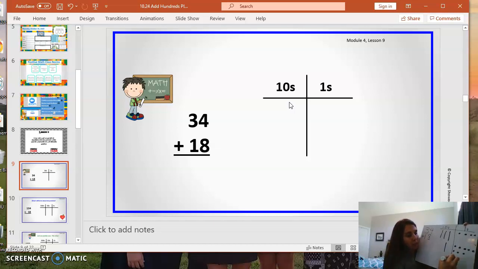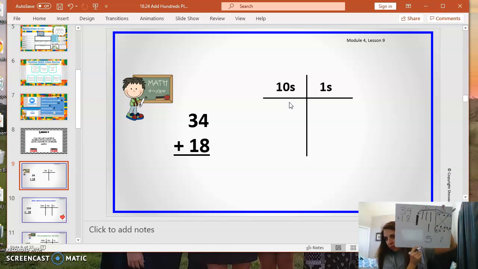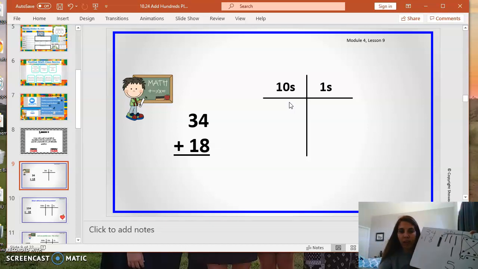12 ones can't stay in my ones place. So I've got to find a group of 10, and my group of 10 has got to move over into my tens place. So this is going to be my group of 10 that's moved over into my tens place. So they're no longer here in my ones place. So I take that 10 away. Now I only have 2 left in my ones place. Now I can count my tens. I have 1, 2, 3, 4, 5 tens. And there's my answer, 52. You can take a minute to solve that problem.